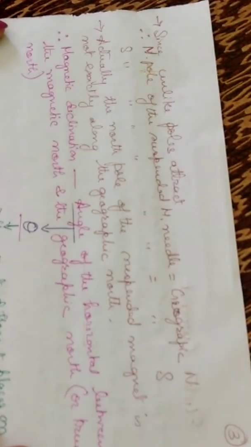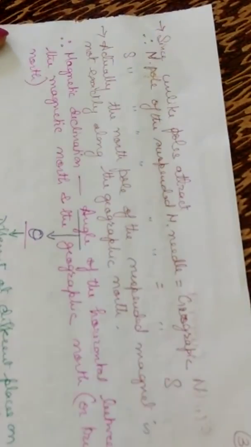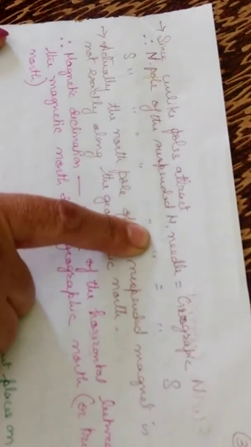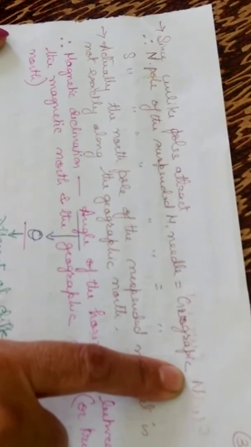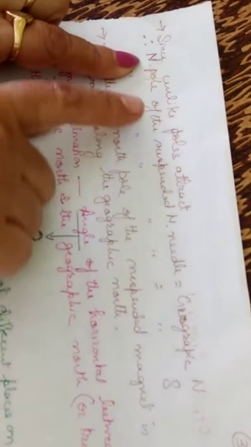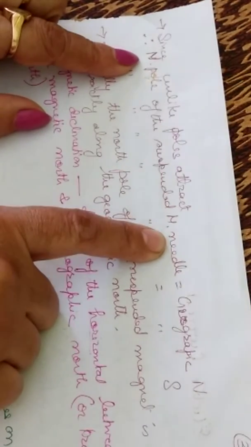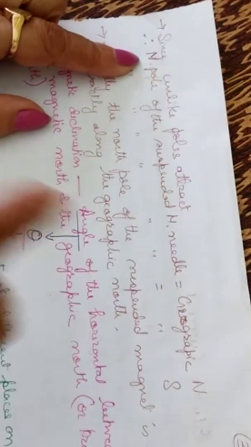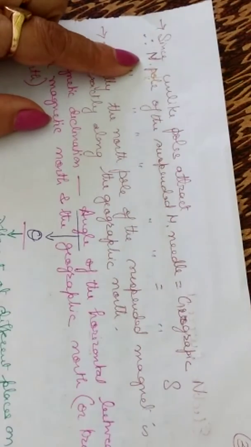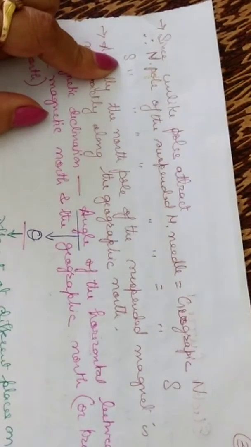Now, since we know that unlike poles attract each other and like poles repel each other, the north pole of the suspended magnetic needle will point to geographic north, because the north pole of the suspended magnet will get attracted by the south pole of the Earth's magnet. And the south pole of the suspended magnetic needle will be attracted by the Earth's magnetic north, and that will be geographic south.